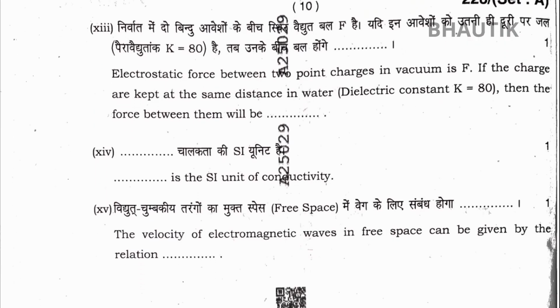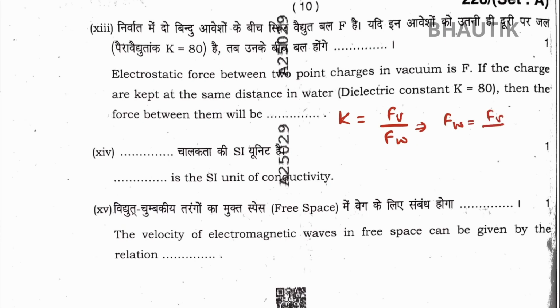Next question is: electrostatic force between 2 point charges in vacuum is F. If the charges are kept at the same distance in water with dielectric constant K equal to 80, then the force between them will be. We know that dielectric constant K is equal to force in vacuum divided by force in medium. Here we are taking water. This implies that force in water is equal to Fv upon K. K is the dielectric constant. So the answer will be Fv upon 80.